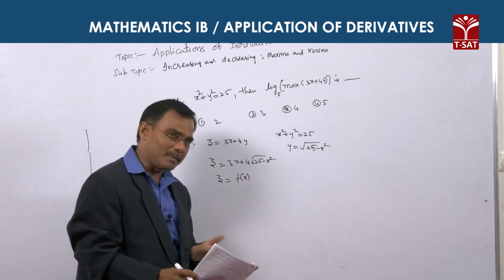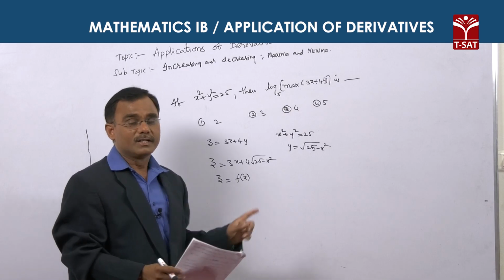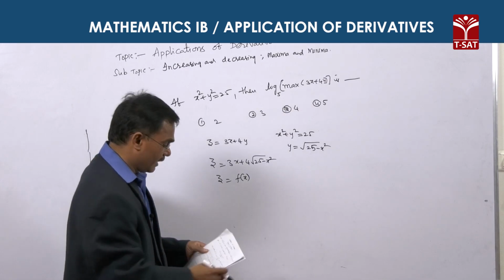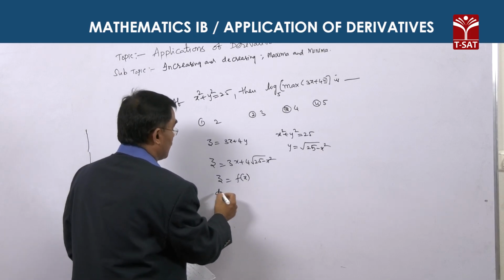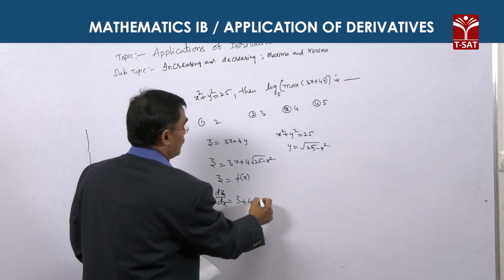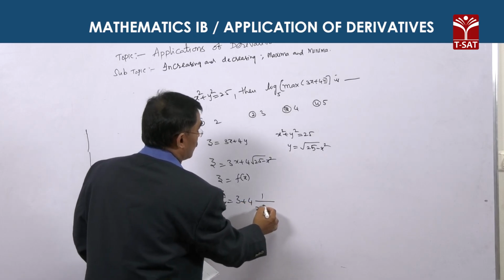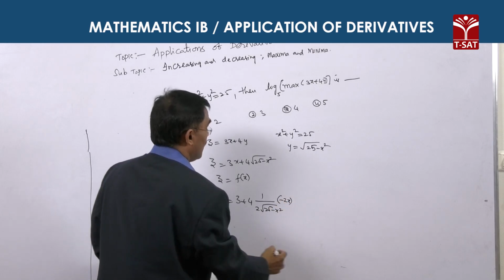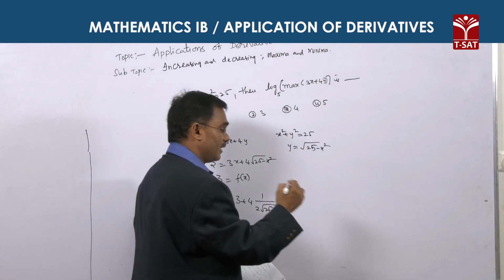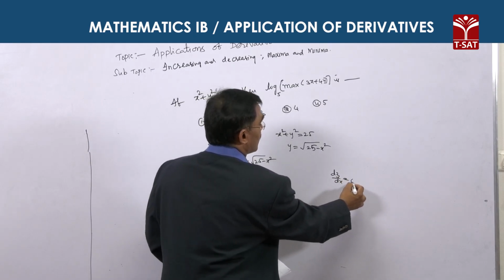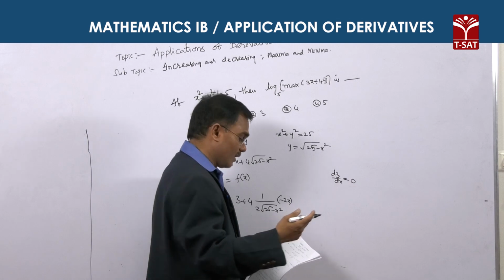So we want the maximum value of z. How will we get the maximum value of z? First differentiate; z is a function of x. First find dz by dx, right. So what is dz by dx? dz by dx equals 3 plus 4 into 1 by 2 root of 25 minus x square into minus 2x. For finding the maxima or minima, dz by dx must be equal to 0, right.